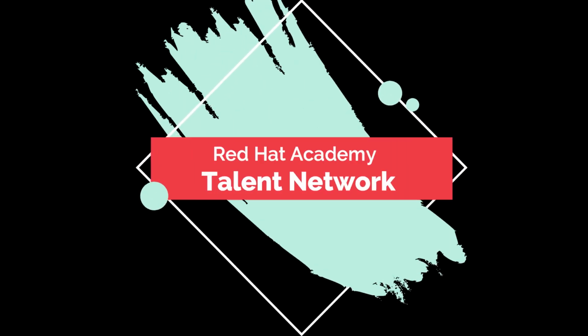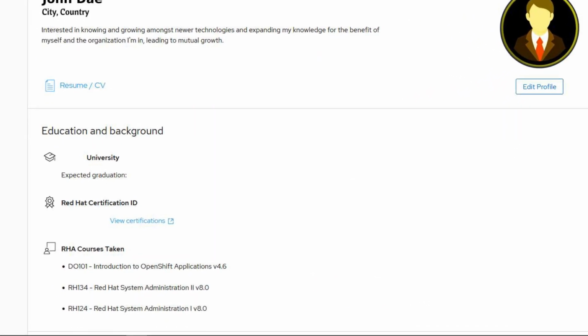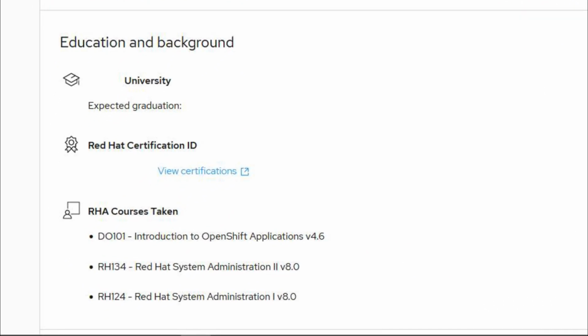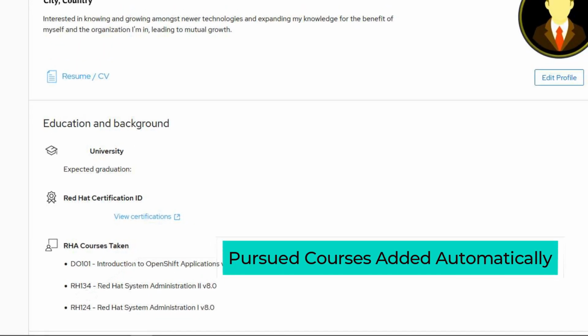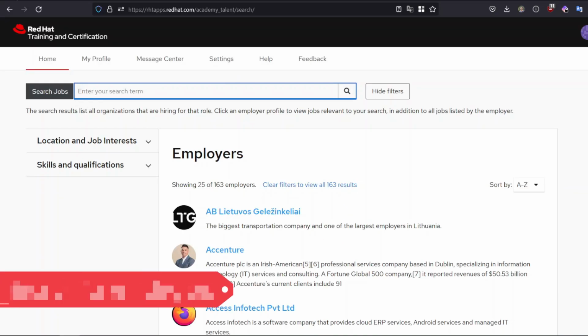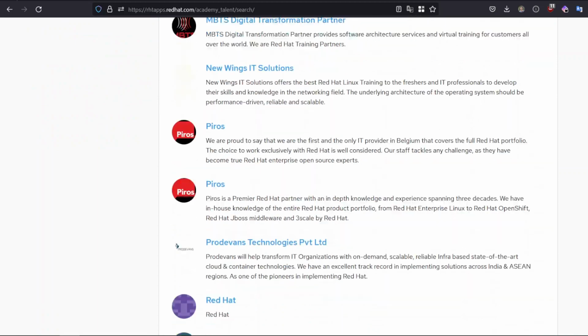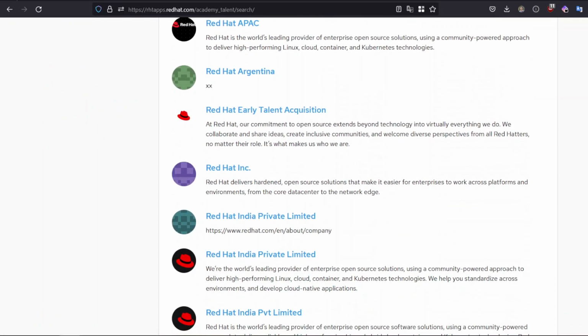Red Hat recently launched its talent network that connects students directly with partner companies. Students need to create their profile and upload their latest resume. Courses completed by students automatically get added to their profile. Students can search for employers, chat with them, and also show interest in the jobs posted by employers.